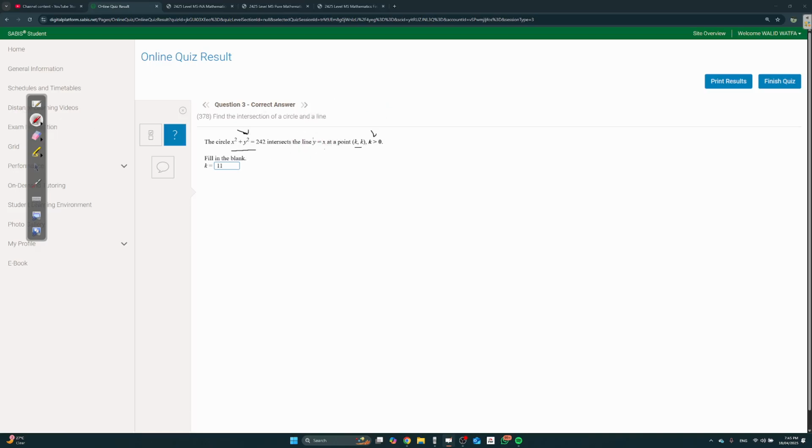So you can either substitute y as x, or you can substitute x as y. It's the same thing, but for practical reasons, I'm going to substitute y as x, and it's nicer. So it's going to be x squared plus, instead of y, we're going to put x, squared, is equal to 242. So you're going to get 2x squared, right? x squared plus x squared equals 242. Divide by 2, you're going to get x squared is equal to 121. هيدي x. Okay, so square root, you're going to get x is equal to plus or minus root 121. But they said k is greater than 0, so you only take the positive root.